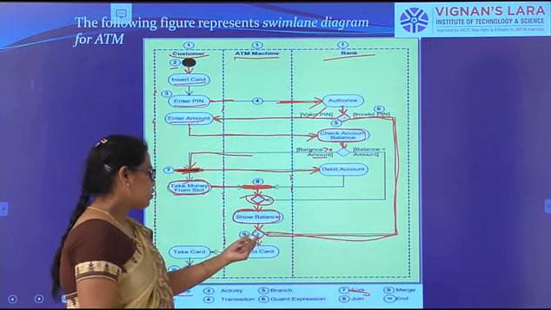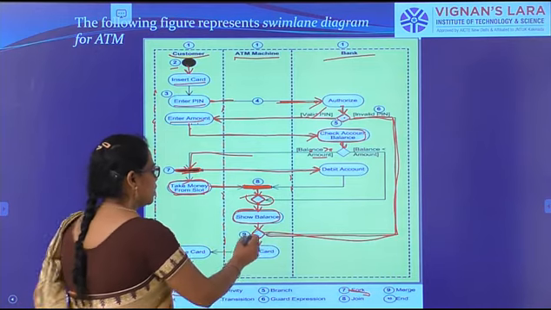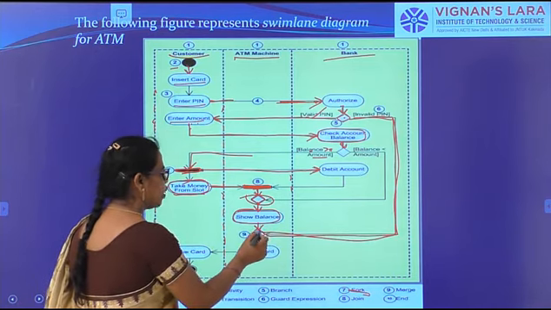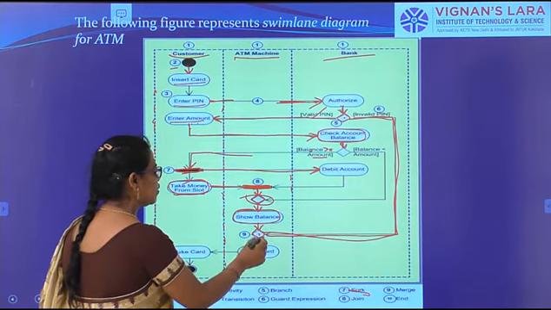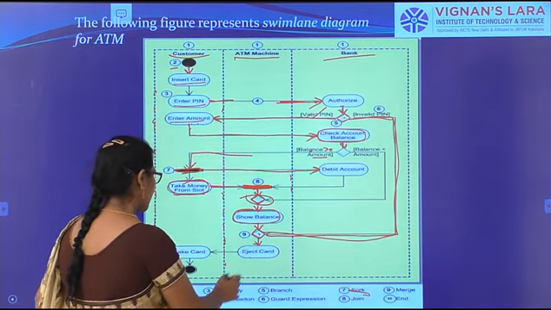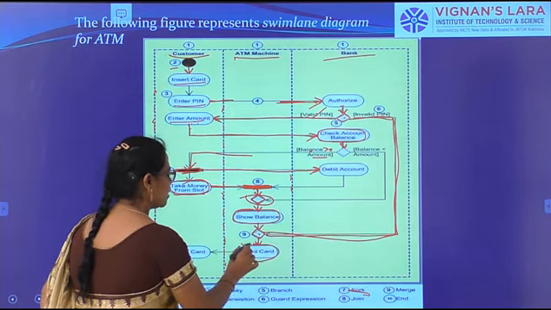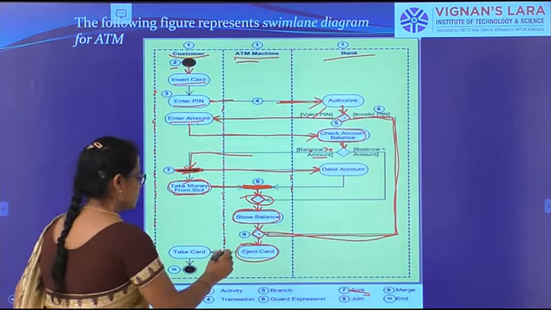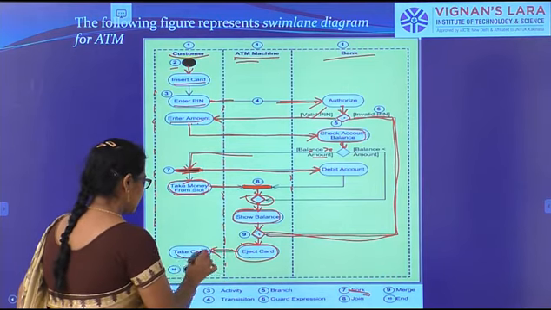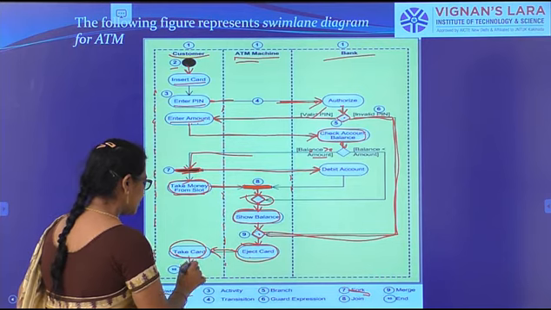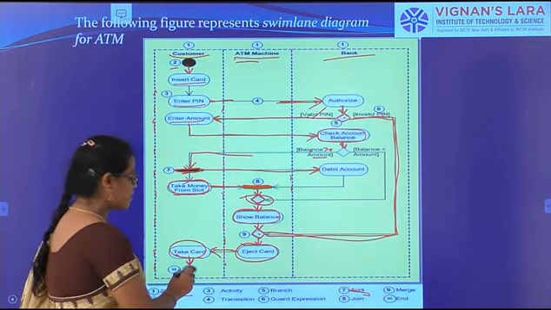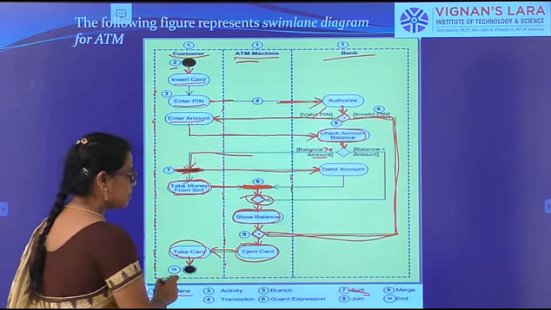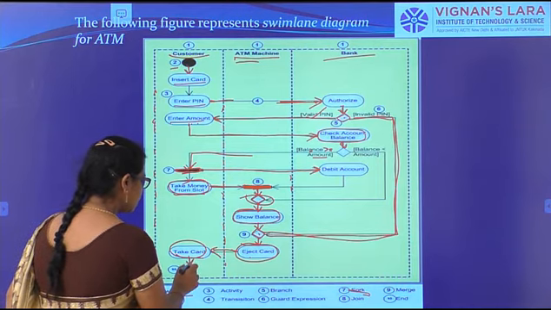Okay. So if the PIN is invalid and you want to do more transactions, then it will go on. Or else you can exit the card. If you exit the card, this ejecting of the card will be done by the ATM machine, not by the bank. So who will take the card? The customer will take the card. And last, there is a stop button. This is the stop button, which means the end. This stop button is a filled circle with a rounded outline.